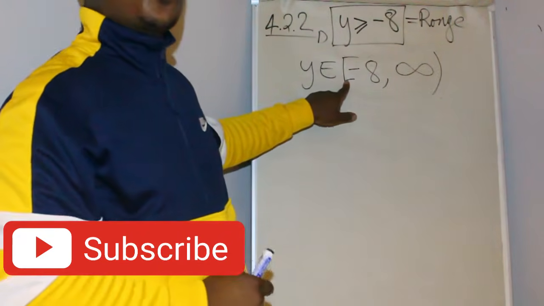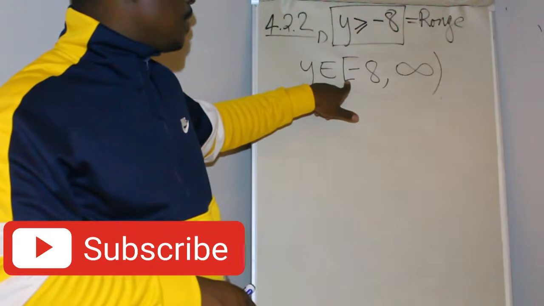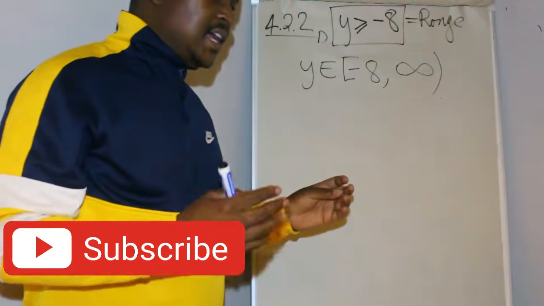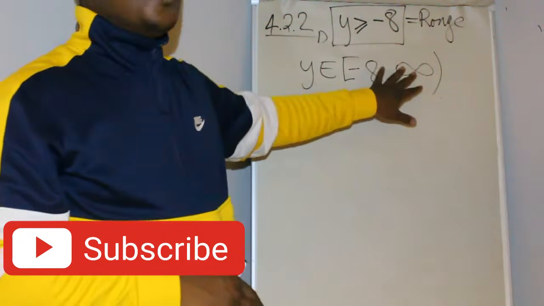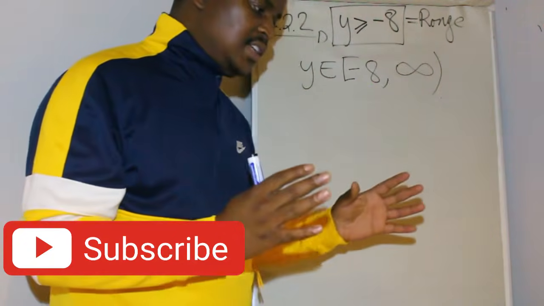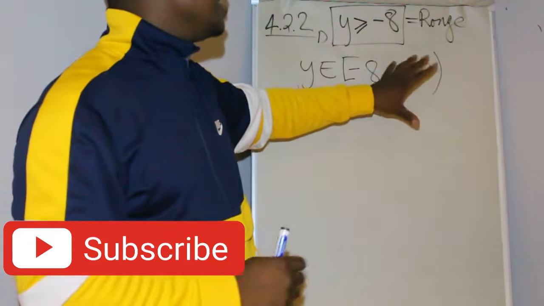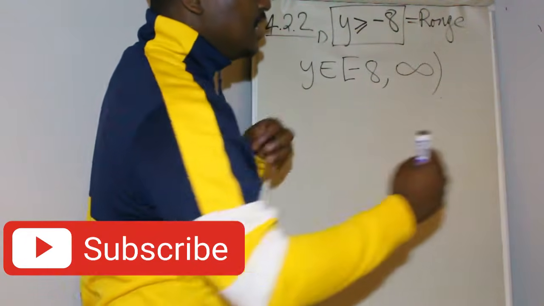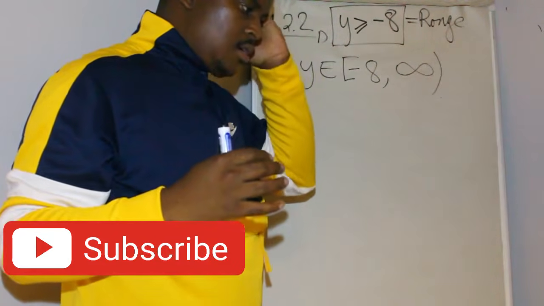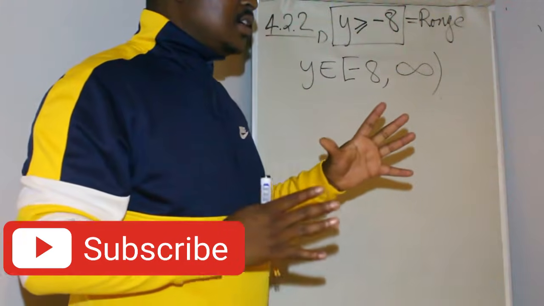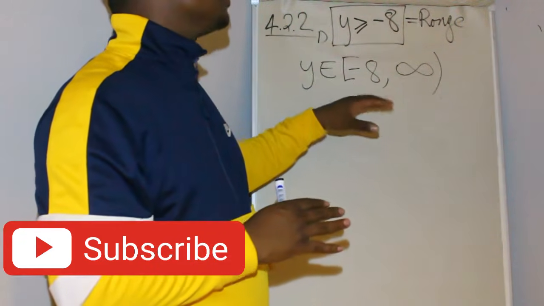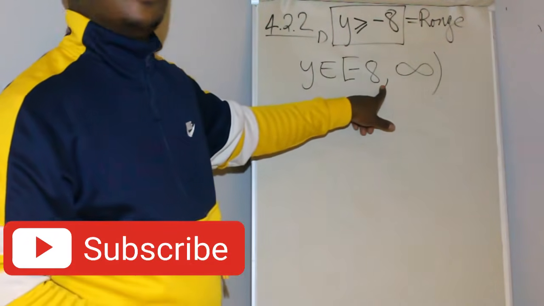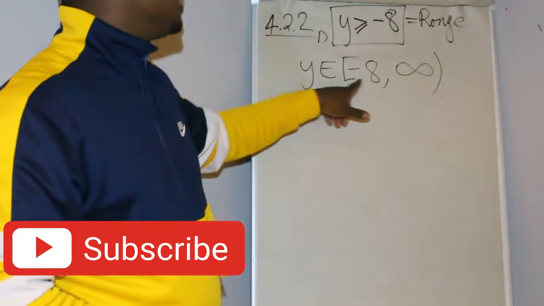I use the square bracket, which means starting from -8, and I use an open bracket for infinity because infinity is not a number. It's not a point on a number line, it's just a notion showing you that the y values are going to get bigger and bigger and bigger. So y is an element of this set, which means y is inside this interval.